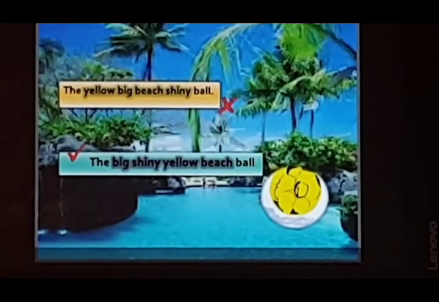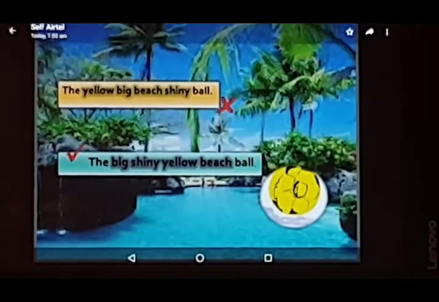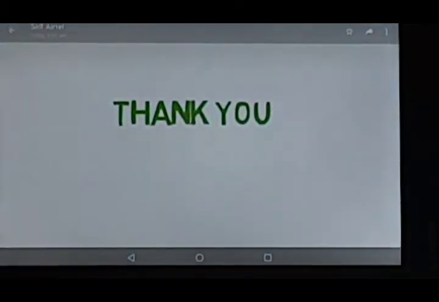So this is the proper sequence you should always follow while using more than one or two adjectives in a sentence. So that was all for today in the first topic, adjectives and its kinds. Now we'll go to degrees of comparison or degrees of adjectives.